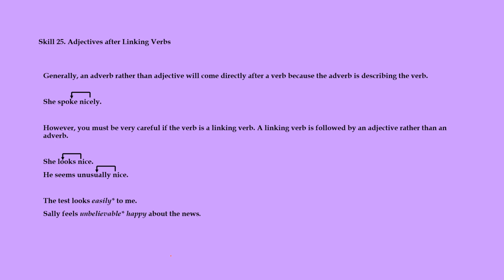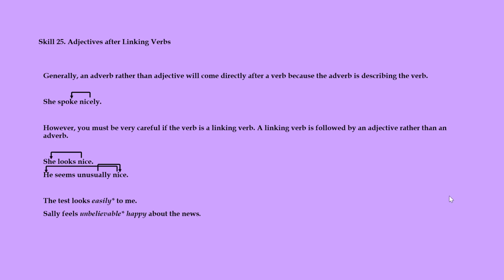Generally, an adverb rather than an adjective will come directly after a verb because the adverb is describing the verb. Remember, an adverb can describe a verb. For a normal verb, she spoke nicely. Nicely is an adverb which describes spoke. Spoke is the verb that is described by the adverb nicely. That is for a normal verb. However, you must be careful if the verb is a linking verb. A linking verb is followed by an adjective rather than an adverb.